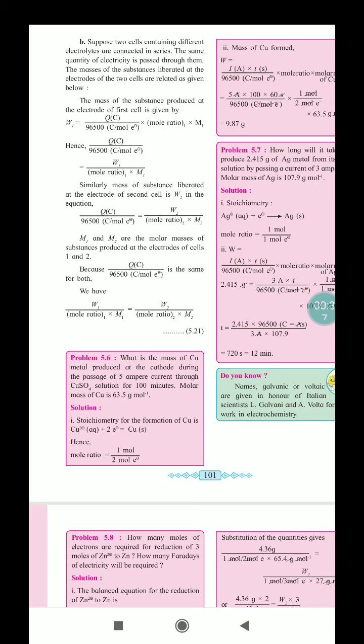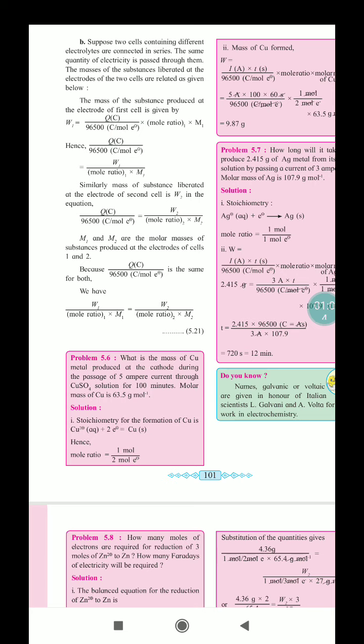Then mole of product is equal to mole of electron actually passed multiplied by mole ratio. Then mass of product is equal to mole of product multiplied by molar mass of product. So here W1 is equal to moles of product, that is I into T divided by 96500, multiplied by mole ratio into molar mass, that is M1.